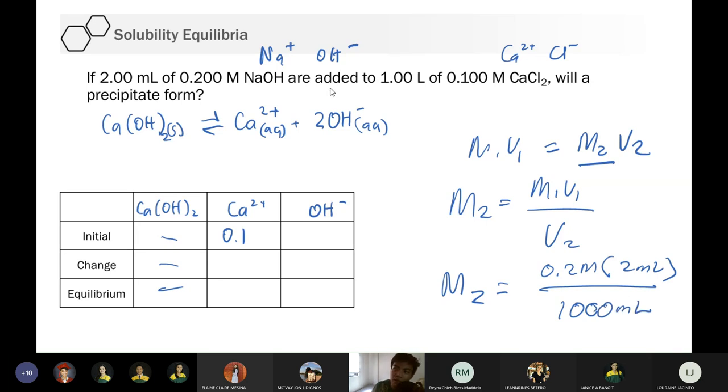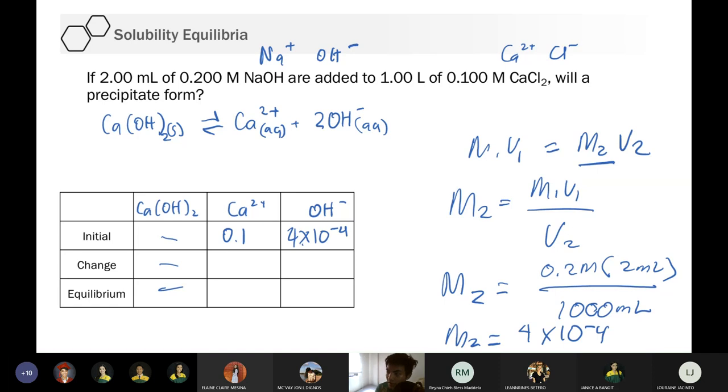Okay. So again, kapag mga ano lang, 2 ml, 1 ml, pwede mo burahin mo na yan dun. Kapag 1 liter naman yung solution mo. So it is negligible eh. So what will be the final molarity of sodium hydroxide? Pindutin sa calculator lang yan. Okay, so that will be 4 times 10 raised to negative 4.